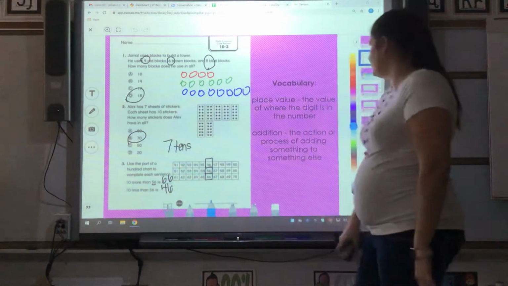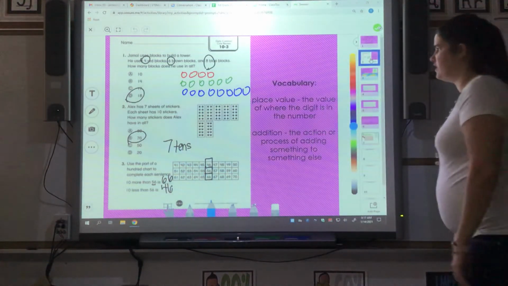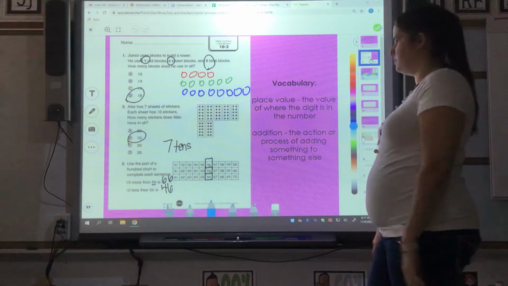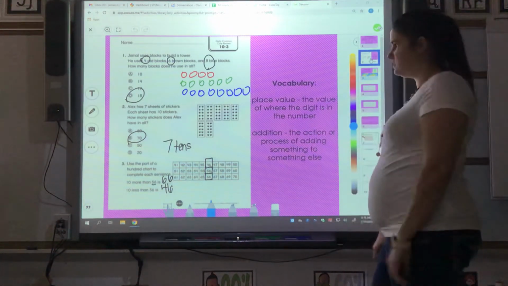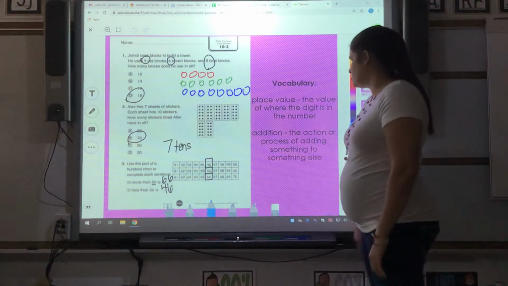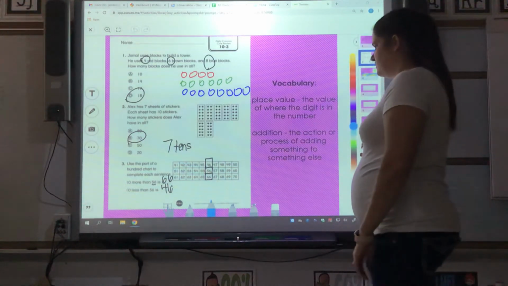Our vocabulary words, we have place value, the value of where the digit is in the number. That could be tens, that could be ones, it could be hundreds. And addition, the action or process of adding something to something else.